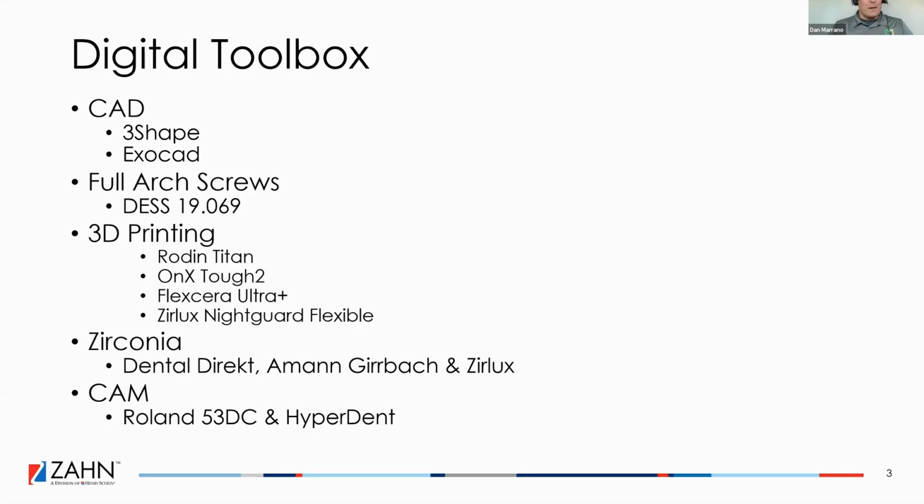So the digital toolbox is all the digital technologies we have available to us and how we use them. I'm not limiting myself to one specific brand like 3Shape or exocad, or to full arch screws, printing, zirconia, or CAM. You have to combine these to get the best final result, efficient, effective, and obviously accurate out to your customers. So we use a combination of these to get to our goal.